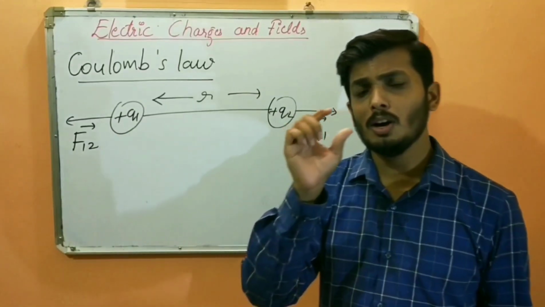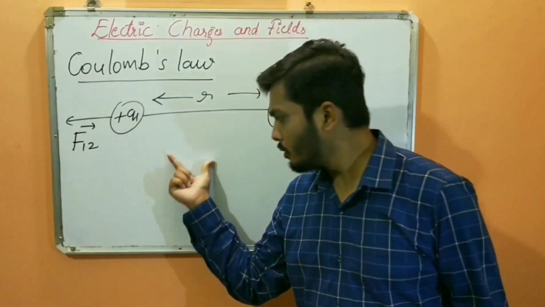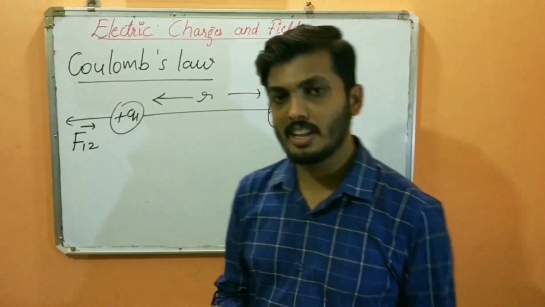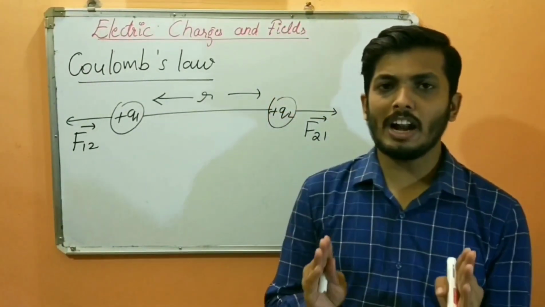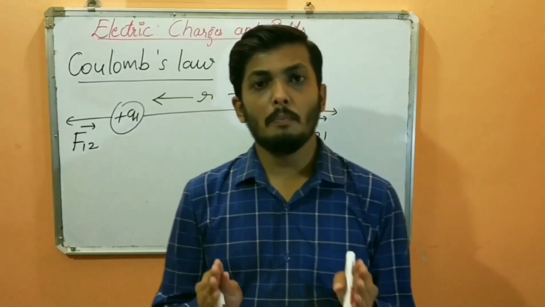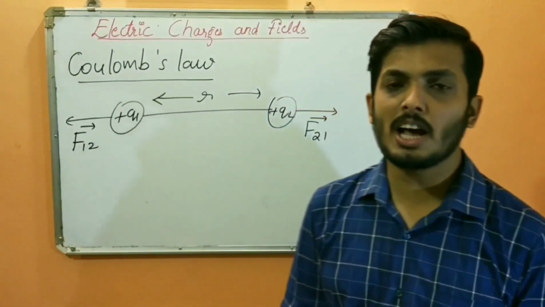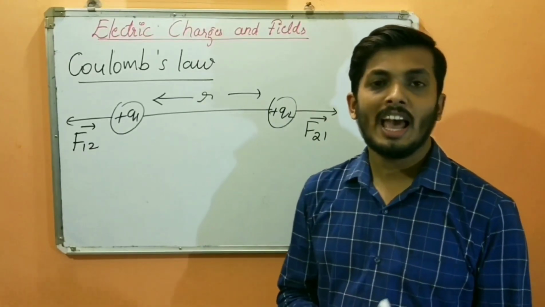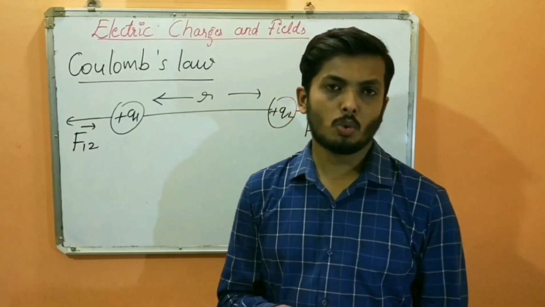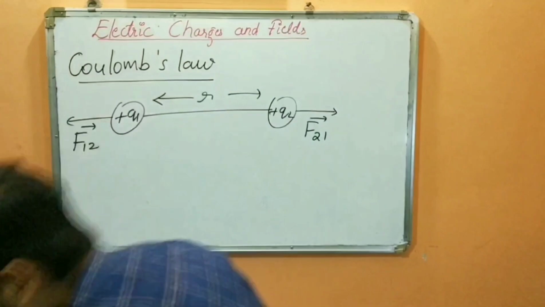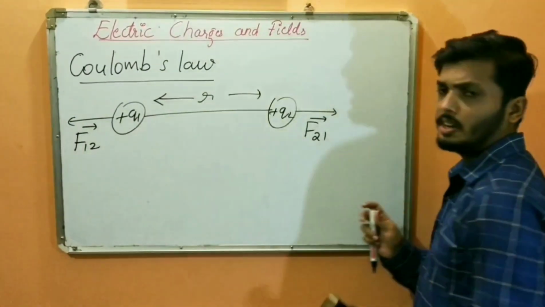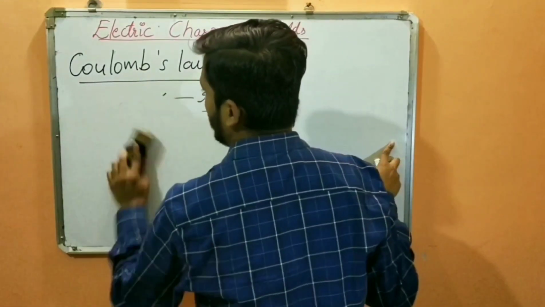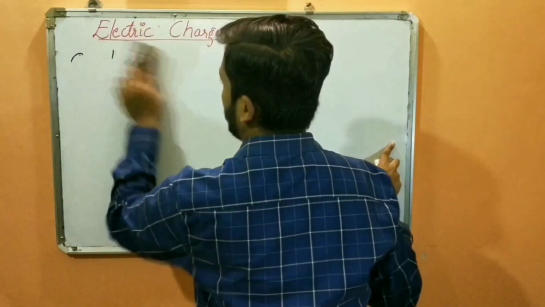So Coulomb's law. Before going into the details, let me give the statement. So what does it state? That the electrostatic force of attraction or repulsion between any two charges is directly proportional to the product of the magnitudes of the two charges and inversely proportional to the square of the distance between them. So let us study this in detail. Now this is the overview of Coulomb's law. Okay, let me do a little bit of mathematics here.